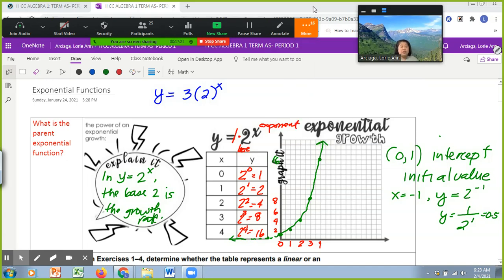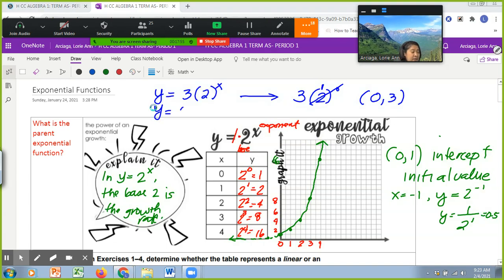If you're doubting yourself, it's actually the value of y when x is 0, just like what we did over here. The initial value is the value of y when x is 0. So let's try. If you substitute 0 for x, 2 to the 0, you're right, Alyssa, that's 1. But now let's multiply 1 by 3. So what's the initial value here? The initial value is 3. So when x is 0, y is 3.